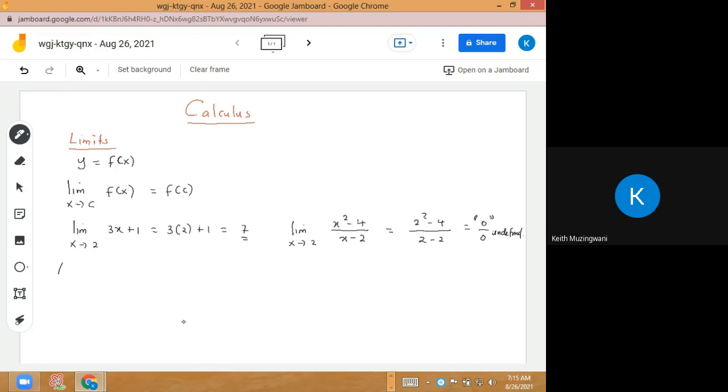Now, things to note. Always write limit as x goes to this, whatever you have here, until the part where you decide to substitute c in f of x. I'll come back to this point in our discussion.